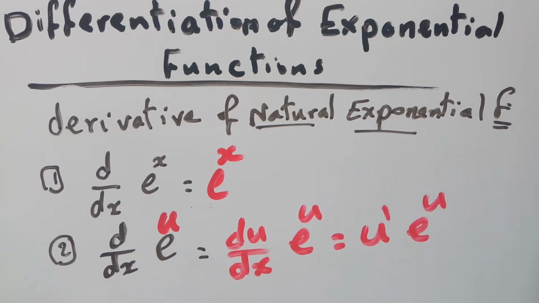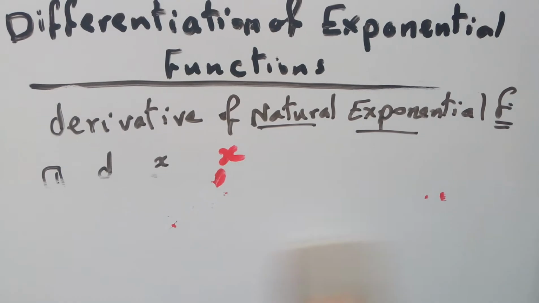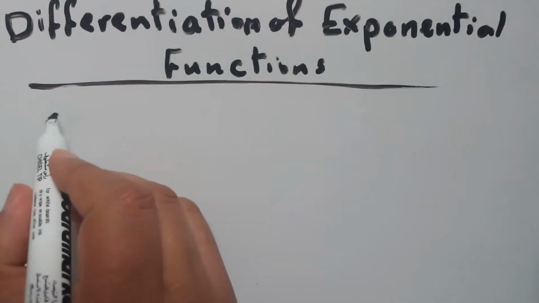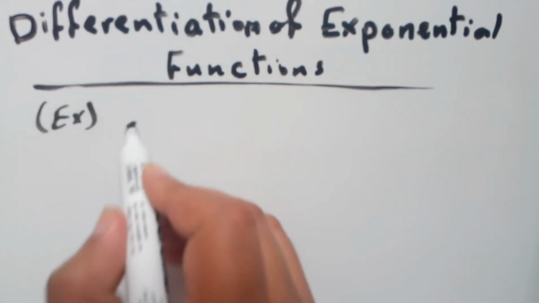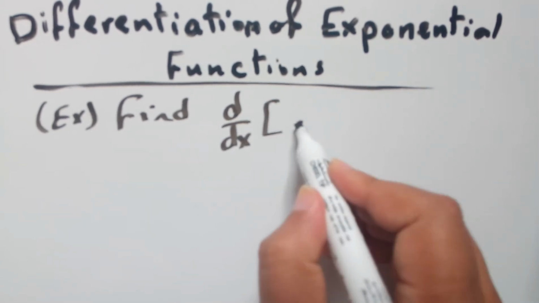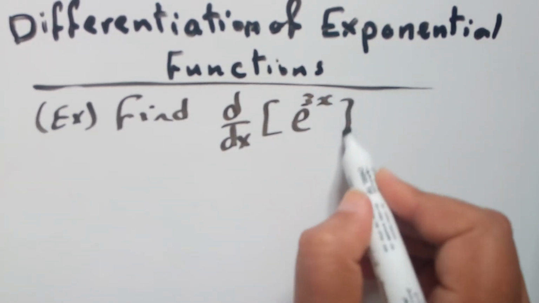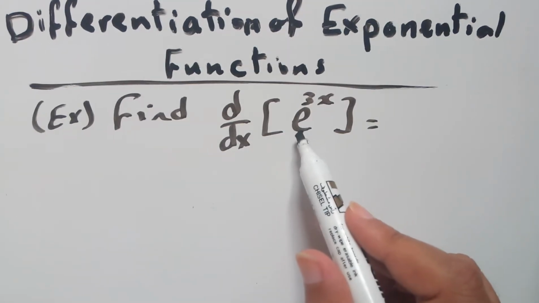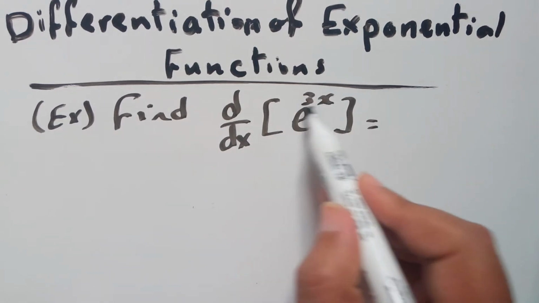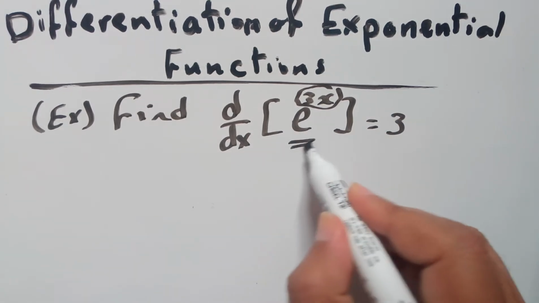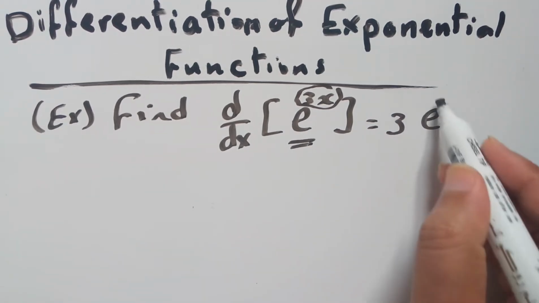How to apply these rules? For examples, example 1, find d dx for e to the power 3x. Here this is natural exponential function. Then you will find the derivative for the exponent here, 3x, which is what? Which is 3. Then multiply by the same function, e to the power 3x.